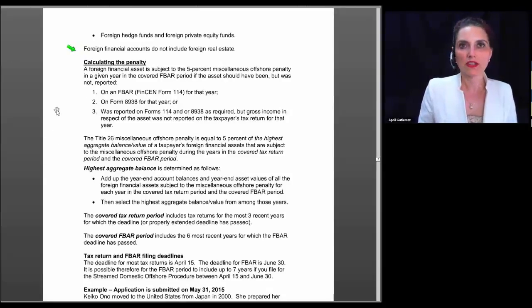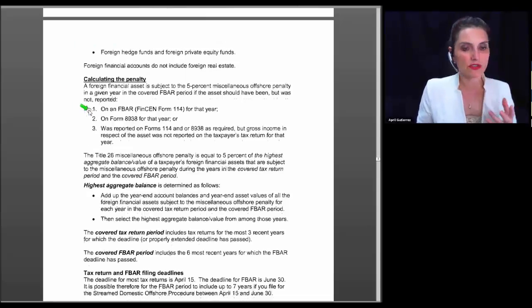So foreign financial assets, because they're different than accounts, can include foreign stock. So if you're an owner in a foreign corporation, for purposes of the disclosure of foreign financial assets, individual stock holdings do apply, but for FBAR they don't. There are some differences, and I'll get into that in a bit.